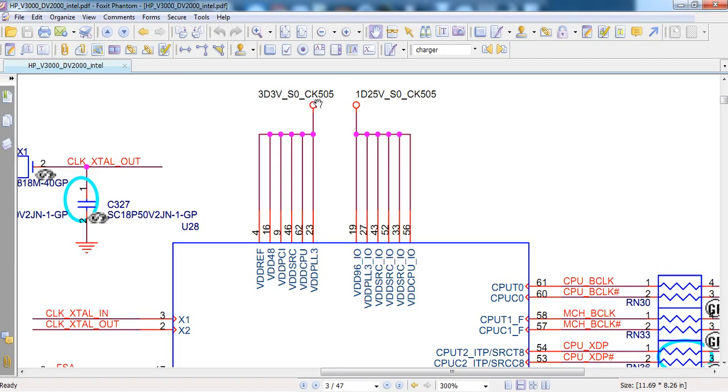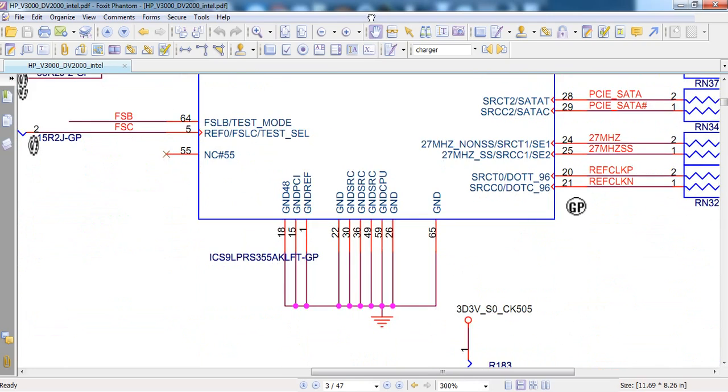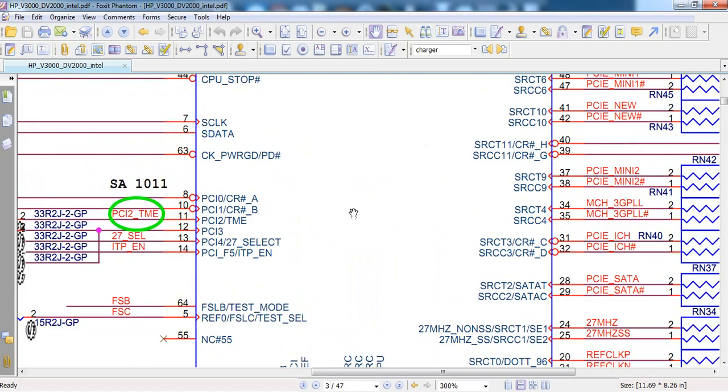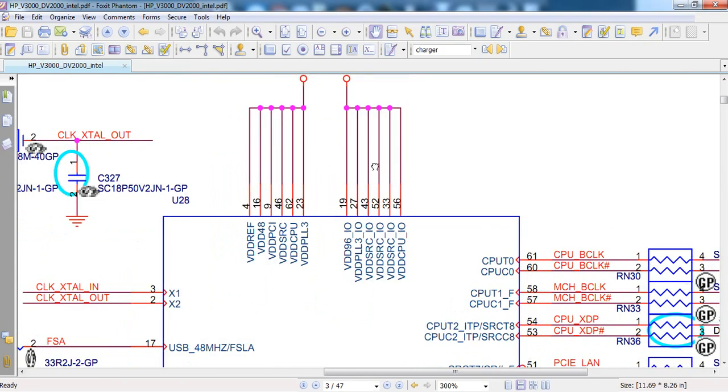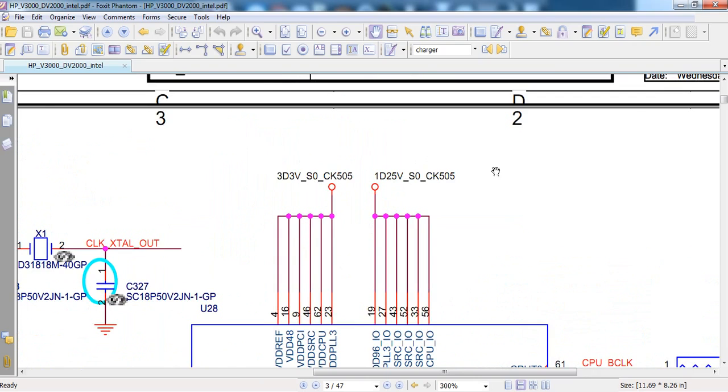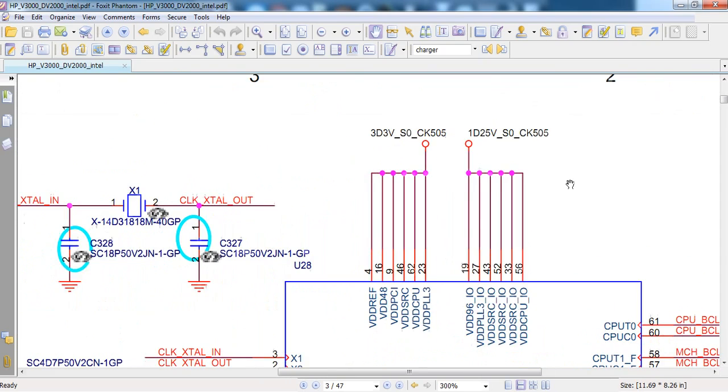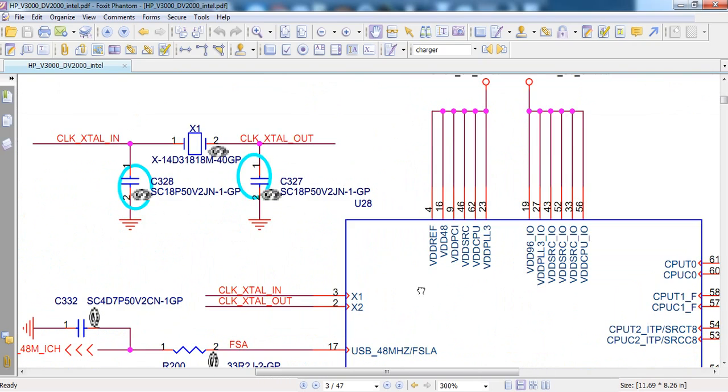CK stands for clock generator 505. This is 1.25 volt underscore S0 for the clock generator. These two come out from the voltage regulator. Okay, let's see the voltages section.